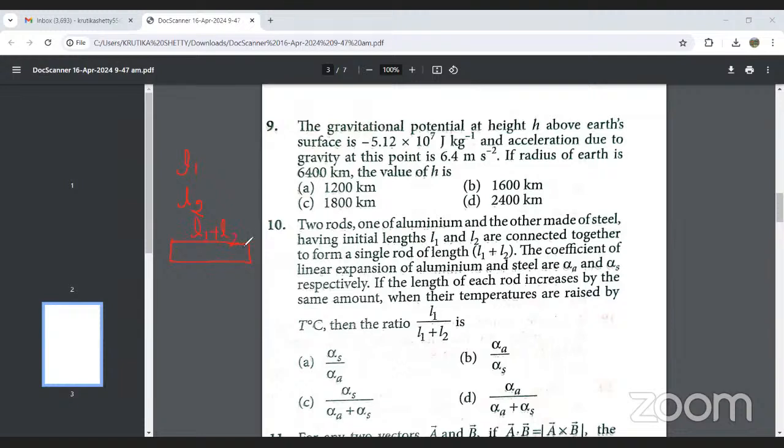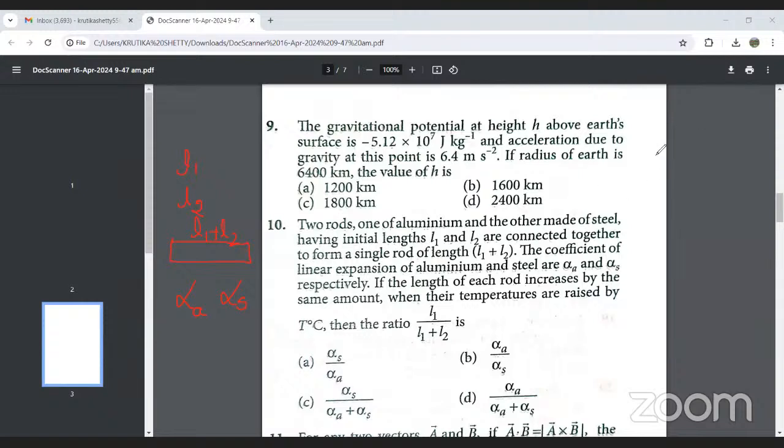They are combining. The coefficient of linear expansion for the aluminium is given as alpha A, and for the steel it is alpha S. If the length of each rod increases by the same amount when their temperatures are raised by T degree Celsius, then what will be the ratio of L1 divided by L1 plus L2? How will we do it, students?